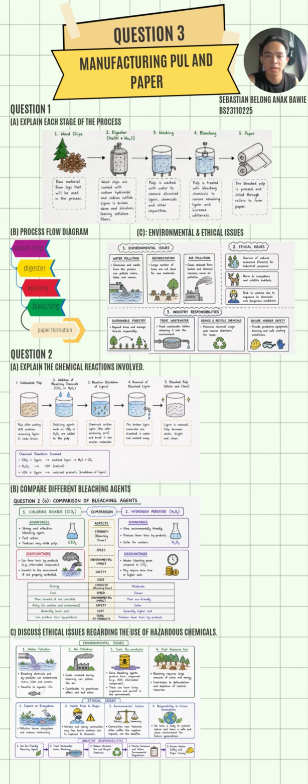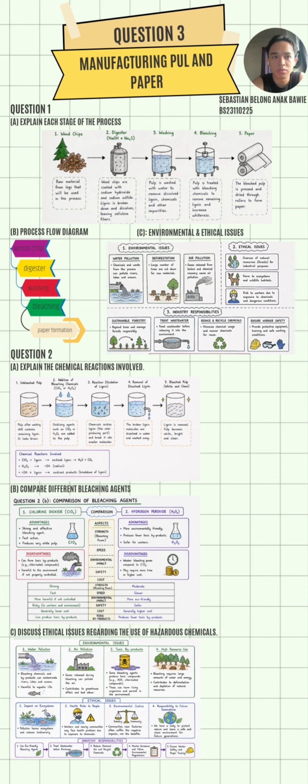For question B, the flow diagram, the flow is wood chips, digester, washing, bleaching, and paper formation. For question C, issues: this process can cause water pollution, air pollution, and deforestation. Therefore, industry must treat waste properly, reduce emissions, and practice sustainable forestry.